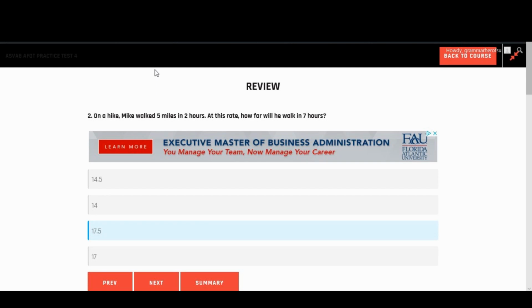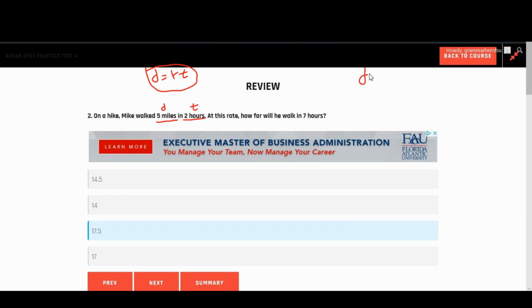The distance formula is distance equals rate times time. And if we take a look, we have 5 miles, which is distance, and we have 2 hours, which is time. In light of that, I know that we're going to use the distance formula to solve this problem. The only thing we don't have is the rate, so let's go ahead and solve for that first, and then we can use that information to solve this second half of the problem.